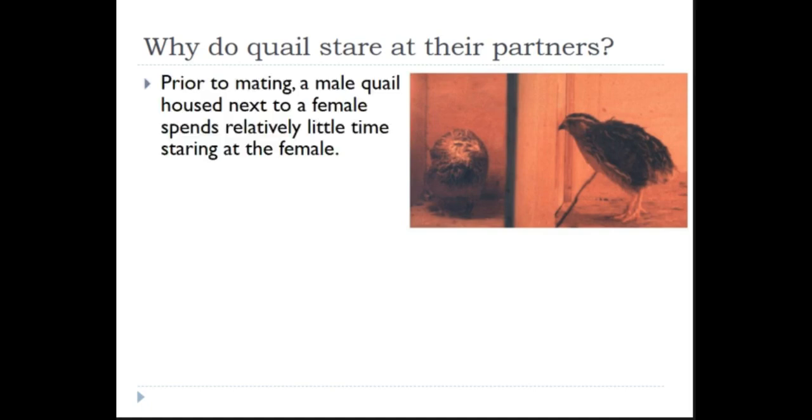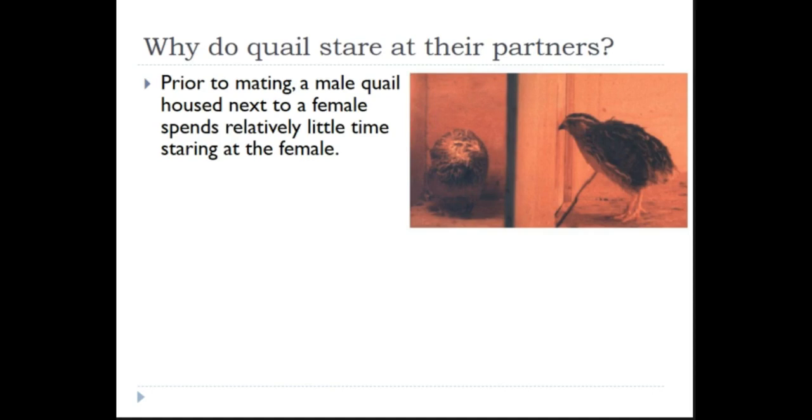So this is asking, why do quail stare at their partners? It's a fun little experiment you could do with some quail, where you can have a male housed next to a female quail. And here are these little quail. They're cute birds. Before they mate, the male will occasionally vocalize or stare at a female, or glance through a little window in this case. So they've got a little window where he can watch a female over here, and the male is over here.